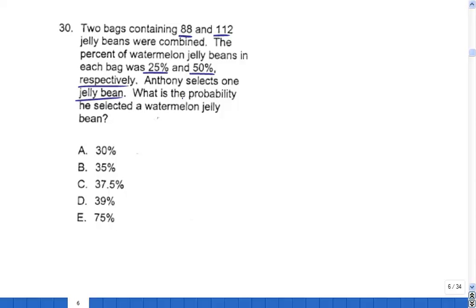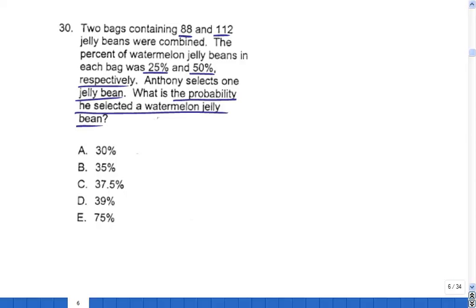Okay. So what is the probability that our Anthony here, Tony if you want, will stick his hand in the bag, in the combined bag, right? And when he feels that he's got a jelly bean and he shows it to us, it is going to be a watermelon flavored one. How can we solve this problem?